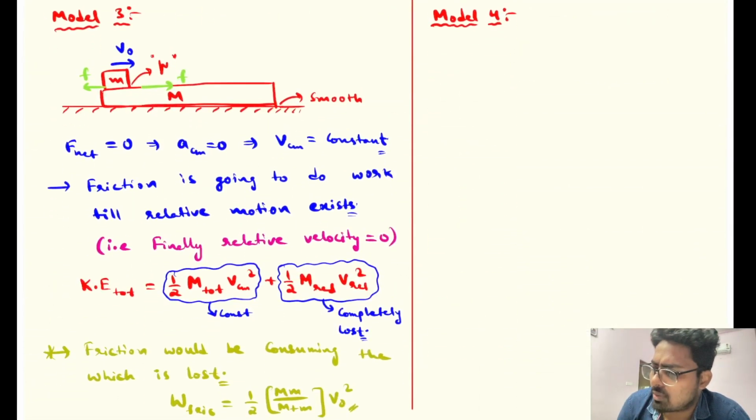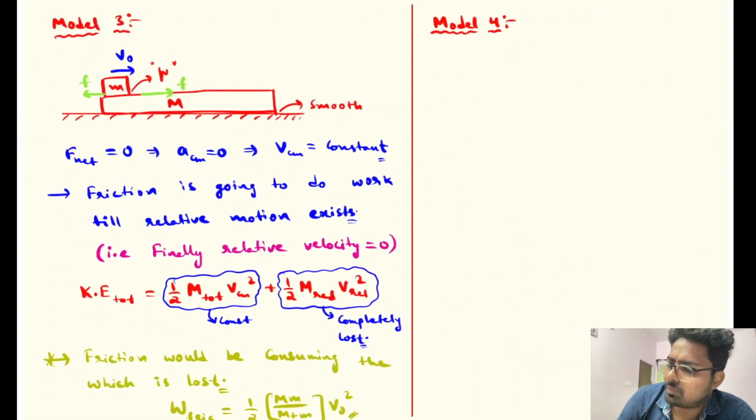So the fourth model is collisions. When collisions happen, you guys know the following points, right? What are the following points? Net force on the system will be equal to zero. Net force on the system is zero means the acceleration of center of mass will be zero.